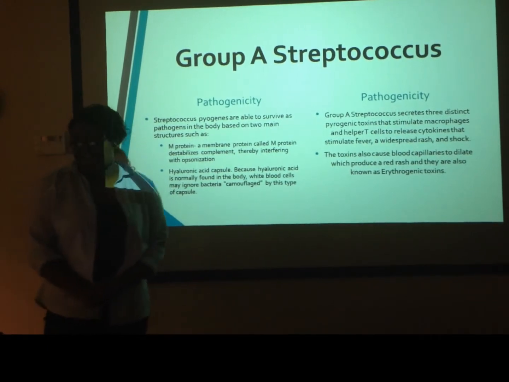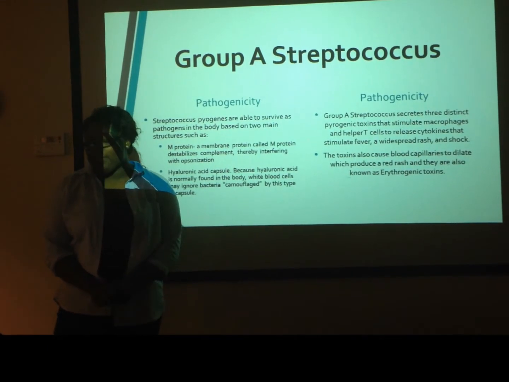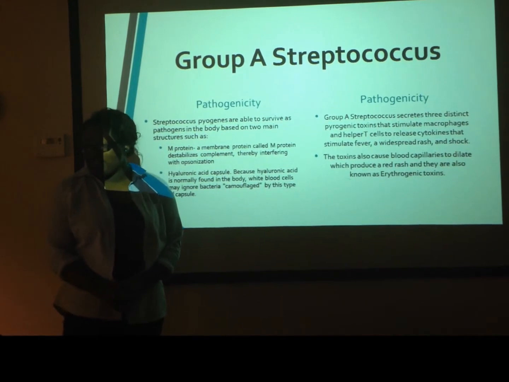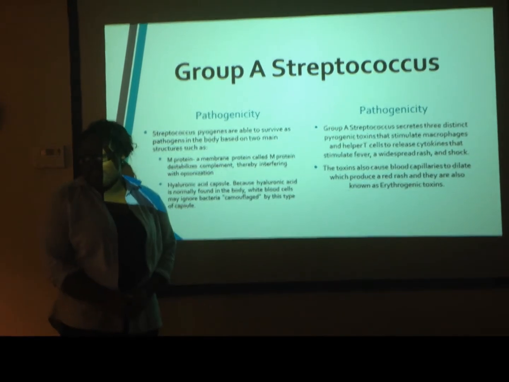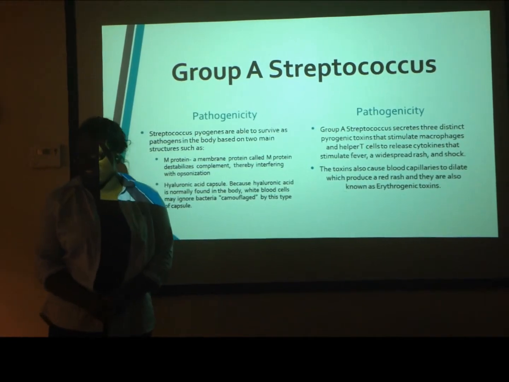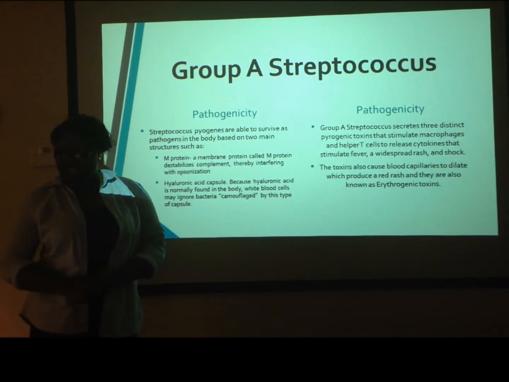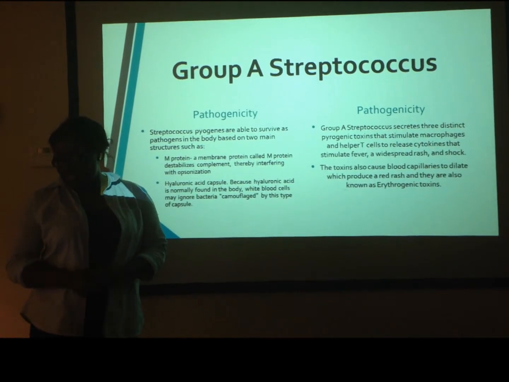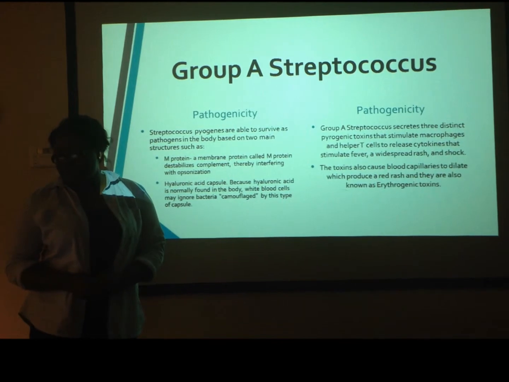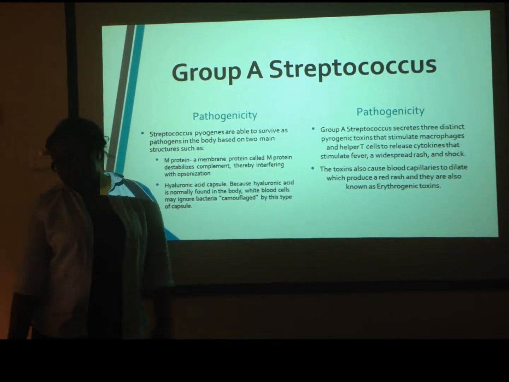Streptococcus pathogens are able to survive in the body based on two main structures. One is the M protein, a membrane protein which destabilizes the complement, thereby interfering with opsonization. The other is the hyaluronic acid capsule, made of hyaluronic acid, which is normally found in the body. White blood cells may ignore bacteria that are camouflaged by this type of capsule.